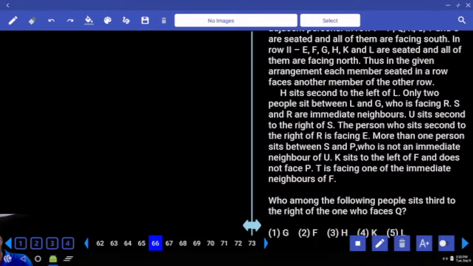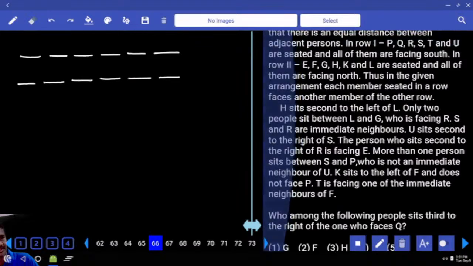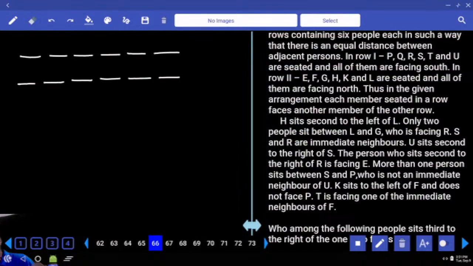Now here in this one, how many persons? 6 persons in one row and 6 in the other row. Tell me who are the persons? Now row 1 and all of them P, Q, R, S, T and U, and they are facing towards south. And in row 2, E, F, G, H, I, J, K, L. Now E to L, they are facing towards north. Now this is the information given.